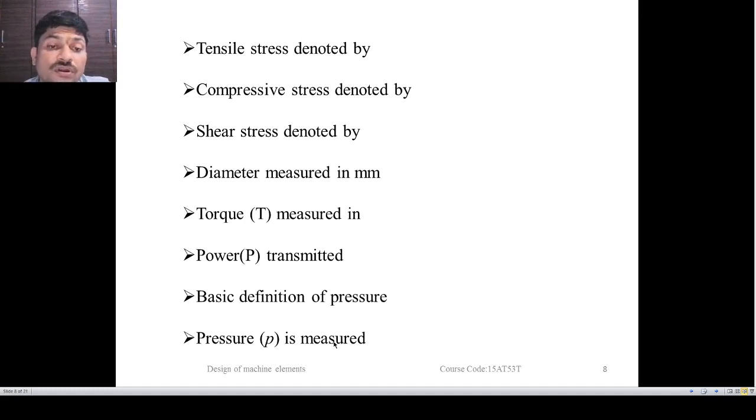This torque is also called the twisting moment. Whenever there is a tangential force acting, the tangential force into the perpendicular distance, the force into perpendicular distance, that is known as the torque.